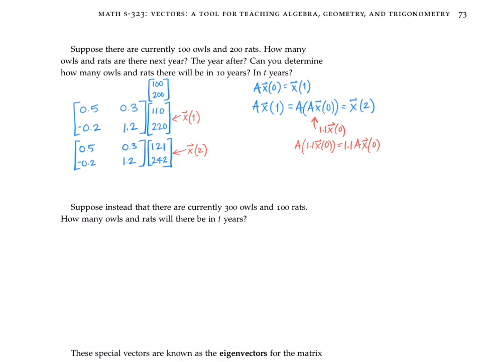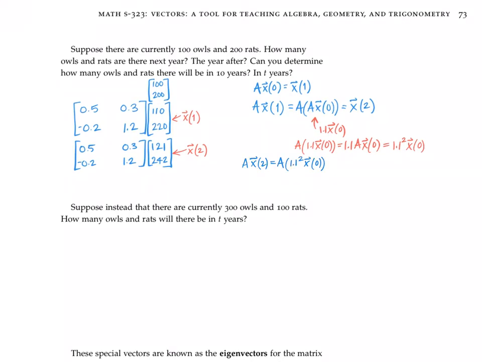And here, when we're looking at this piece, we have A acting on x of 0 again, which we know is just going to multiply x of 0 by 1.1. And so we see that the net effect of this entire process is really to multiply x of 0 by 1.1 twice, or by 1.1 squared. Now, we could certainly figure out what x of 3 would be by taking x of 2 and multiplying it by A, but by this similar reasoning, we can see the following happens.